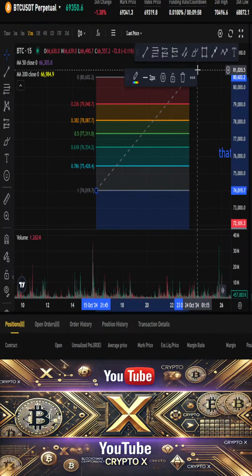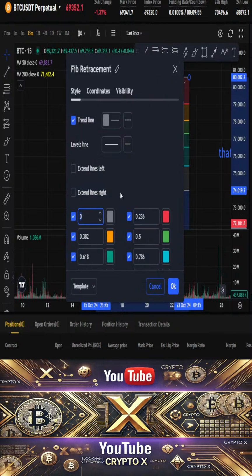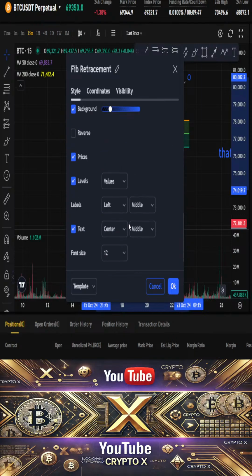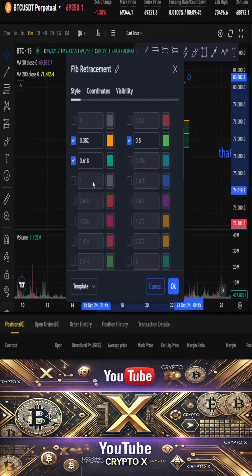Firstly, plot a Fibonacci anywhere, go on the settings, and remove all this stuff. Remove all this stuff, and you can grab one more, which is 0.62. You can customize it.